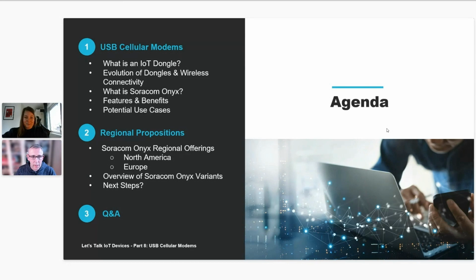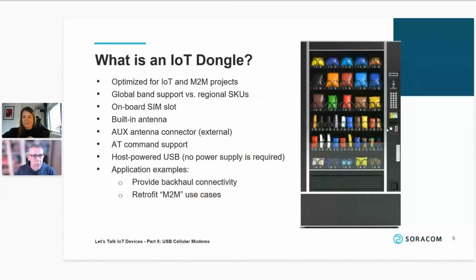Why don't you run through what you think of when you're talking about cellular modems? Yeah. So we all know that we live in an increasingly connected world, and we are surrounded by IoT devices. And an IoT dongle is basically there to allow us to connect to any device with a USB port. That's what it all goes down to. This device can be a laptop, it can be a Raspberry Pi, it can be a single board computer.